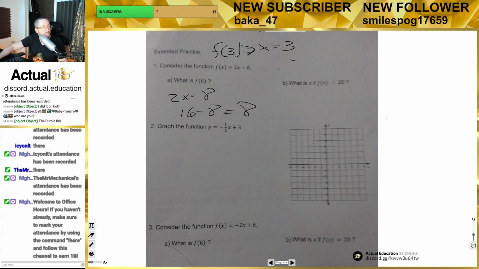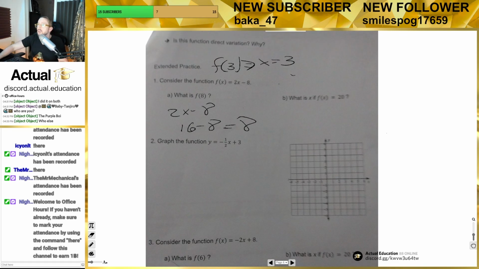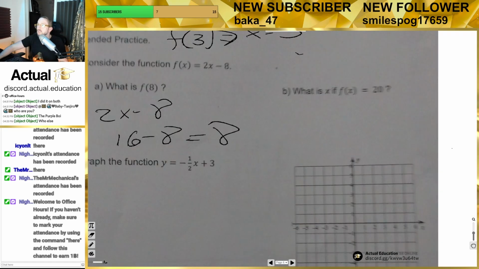Okay, so x. Oh my god, that is blurry. Can you zoom in? It is a little blurry, but that's the picture you sent. It's x if f of x equals 20. That'd be the same, wouldn't it? Because it has no x on the 20.